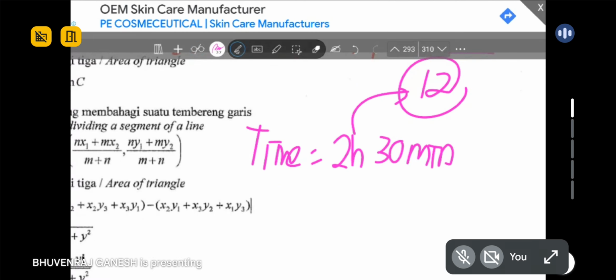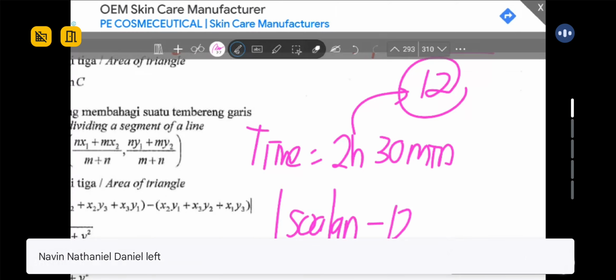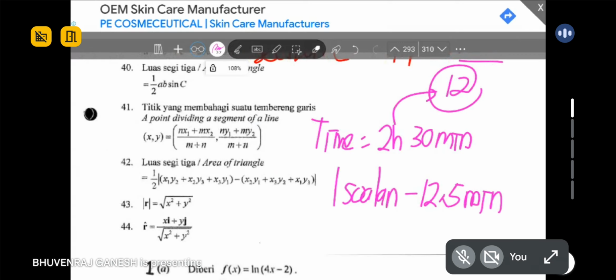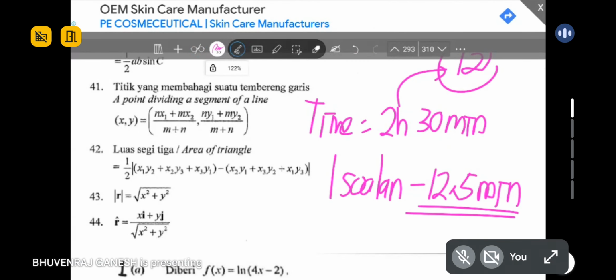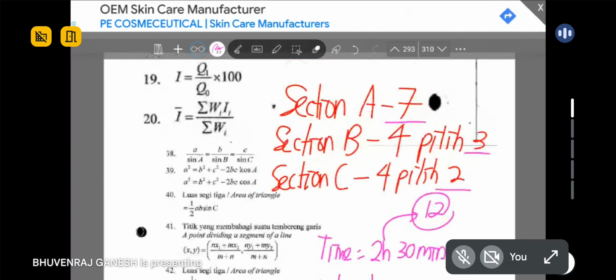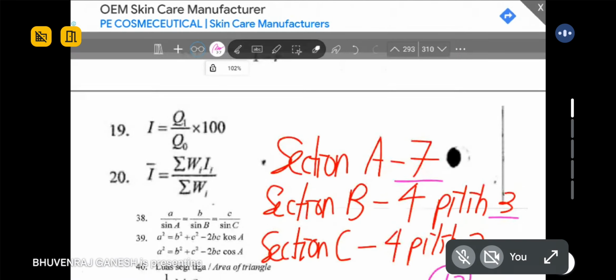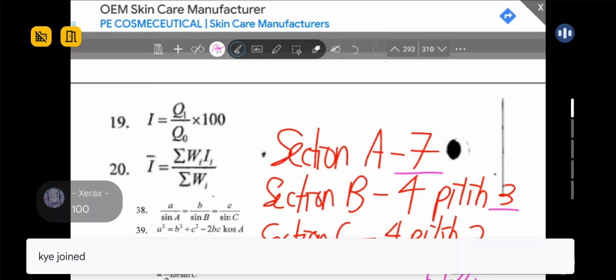Satu soalan berapa lama boleh ambil, guys? One question, how long? You count and see. 150 minutes divided by 12, so one question is approximately 12.5 minutes. Faham? This is on average, guys. Purata 12.5 minutes per question. This is what you need to know for AdMaths paper 2. Total marks? Yes, your total mark is 100, guys.